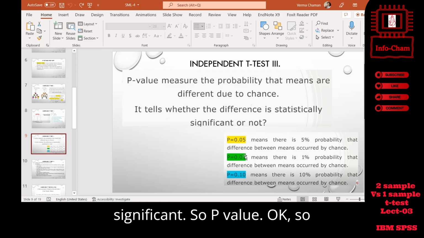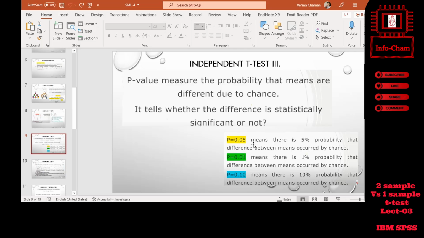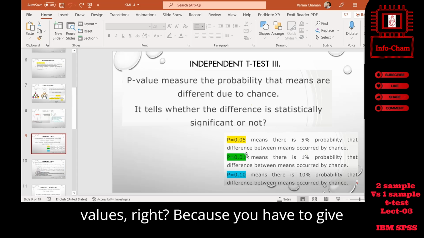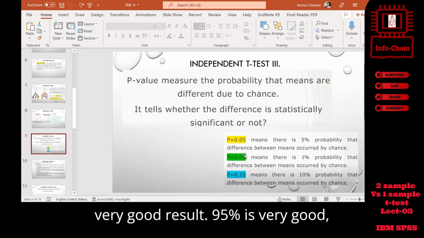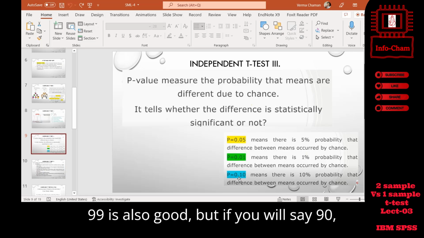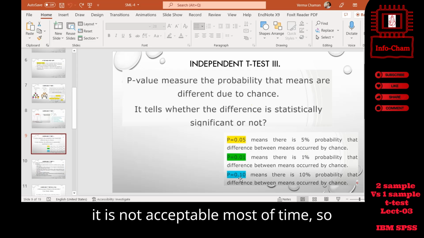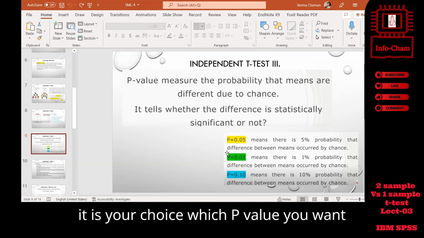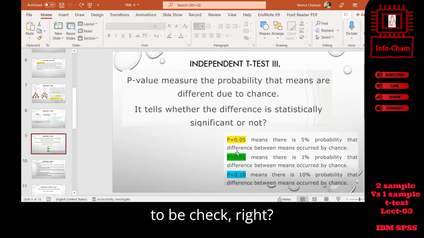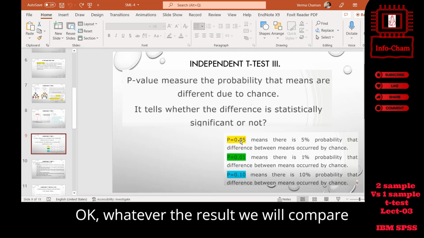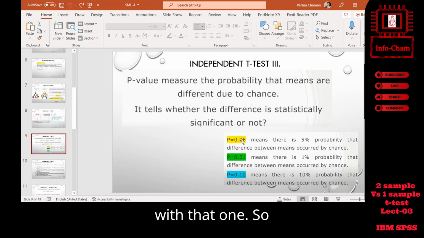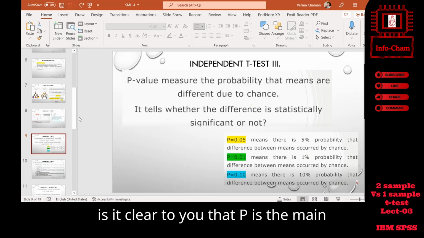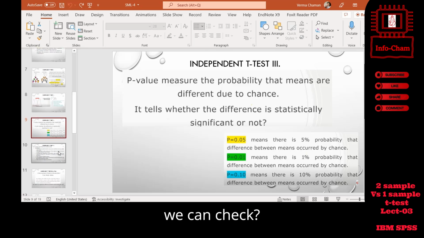Mostly we use basically these two p values, right? Because you have to give a very good result. 95% is very good, 99% is also good, but if you say 90%, it is not acceptable most of the time. So you have to use these parameters. It is your choice which p value you want to check, right? Whatever the result, we will compare with that one. Is it clear to you that P is the main significance value, the probability value, which we can check?